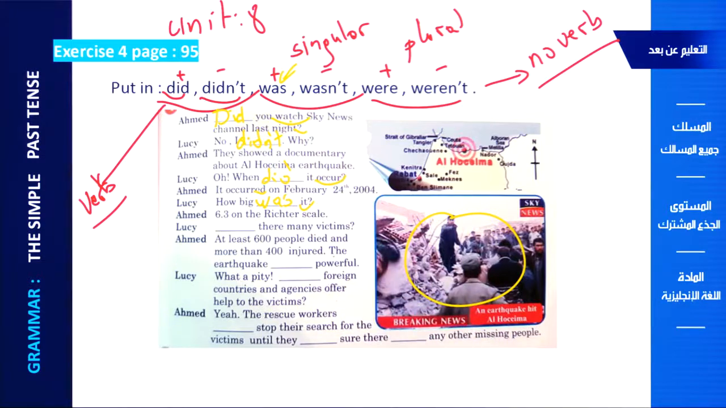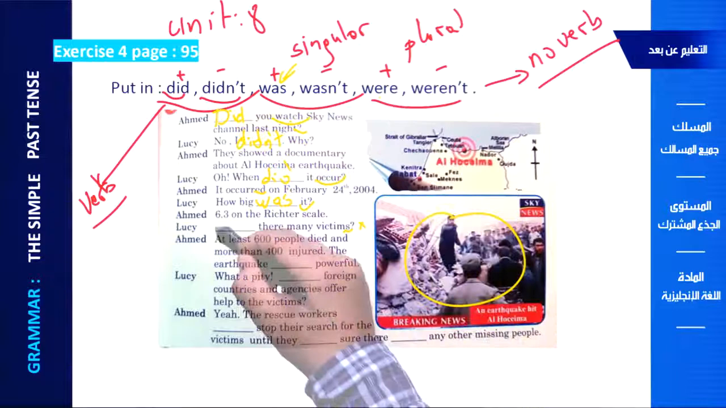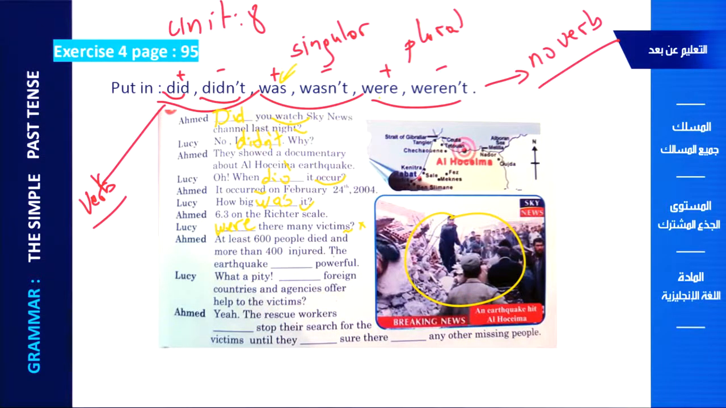So next one here. There are many victims. I'm talking about victims, which is plural, and we don't have any verbs here, so we use were, and this is a question. Were there many victims? Ahmed said at least 600 people died and more than 400 injured. The earthquake, powerful. Again, powerful is an adjective here, so we don't have a verb. When we don't have a verb and earthquake is singular, we use was. The earthquake is the subject. So the earthquake was powerful.